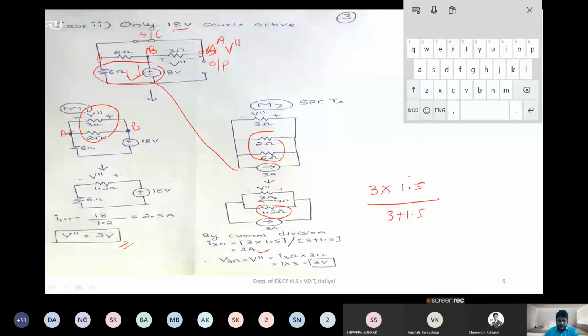So once you get the current as 1 ampere, what will be the voltage across the 3 ohm resistor? That will be current through the 3 ohm resistor multiplied by 3. Current through the 3 ohm resistor is 1 ampere and resistance value is 3. So what you are getting? 3 volts, right? So two methods you can use, or even you can go for KVL or KCL also. Okay, all options are open for you. You can use any option.